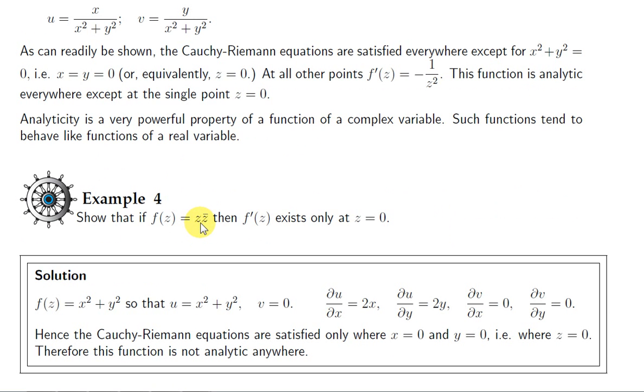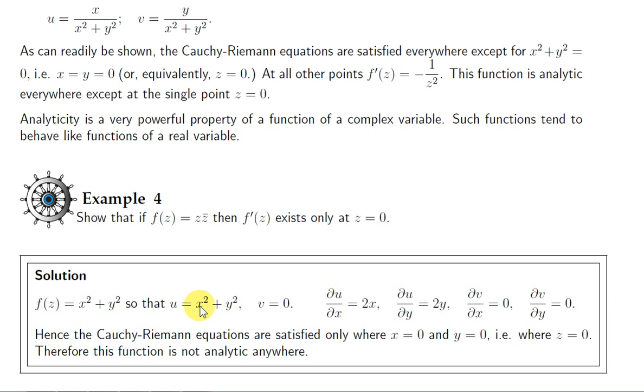In this example we have the function z times z bar. That's x plus iy times x minus iy. So we're multiplying a complex number by its conjugate, and we know that that gives us the square of the modulus of the complex number. The cross terms cancel out, so we get just x squared plus y squared. No i appears. So the real part is x squared plus y squared. The imaginary part is 0, since a complex number times its conjugate always gives us a real number.